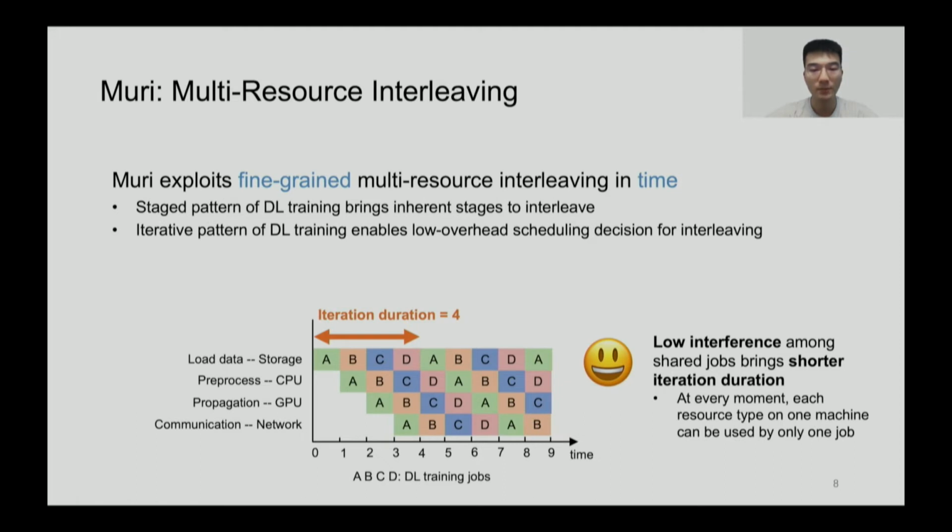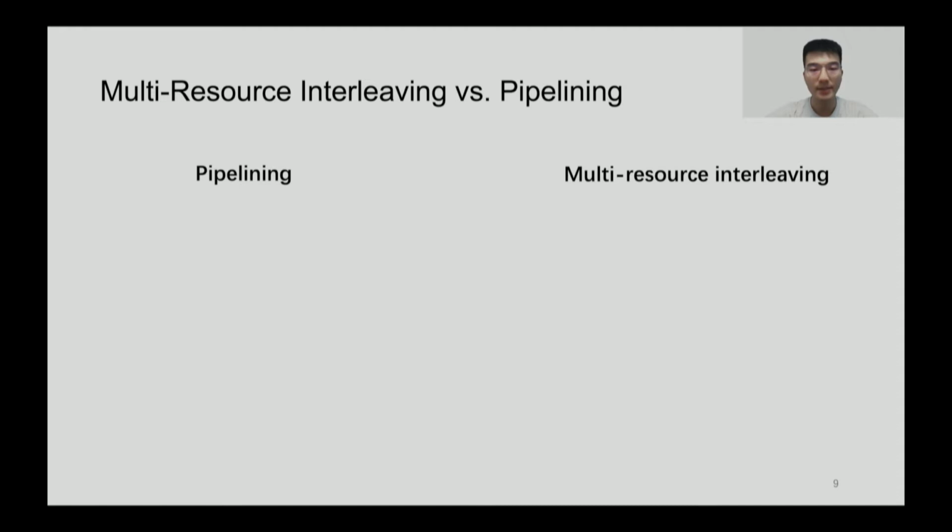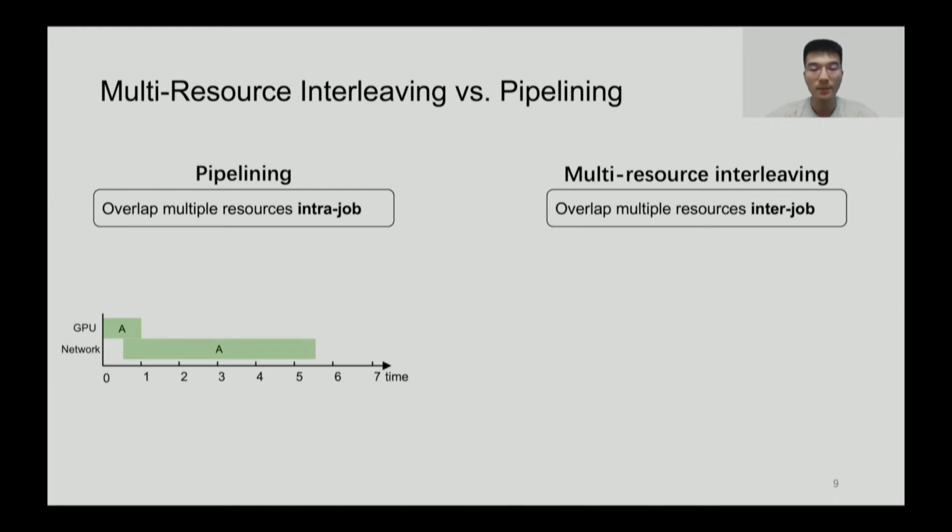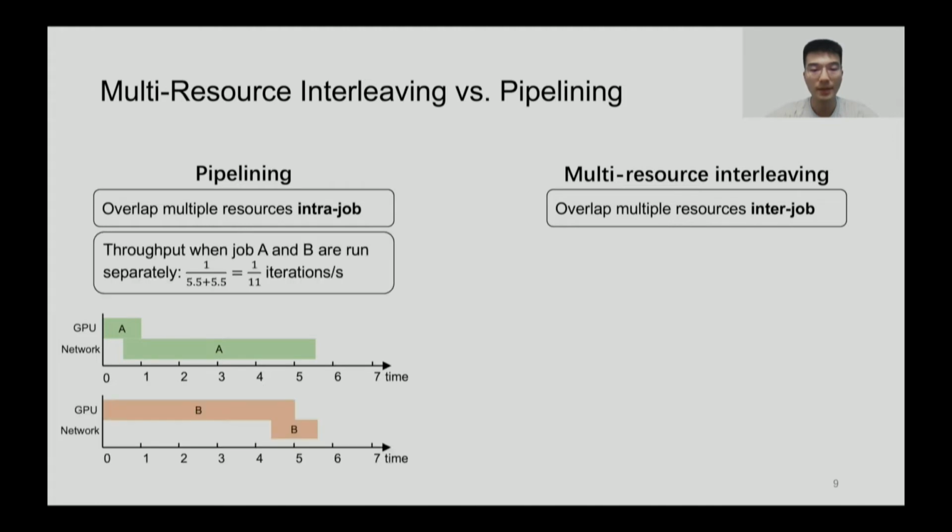whose overhead is low. In practice, pipelining is commonly used to overlap the usage of different resources. For example, it is common to overlap the gradient synchronization with backward propagation, which overlaps the GPU and network. We remark that pipelining exploits the intra-job aspect, while multi-resource interleaving exploits the inter-job aspect. Here, we show a simplified example to illustrate the benefit of multi-resource interleaving compared with pipelining.